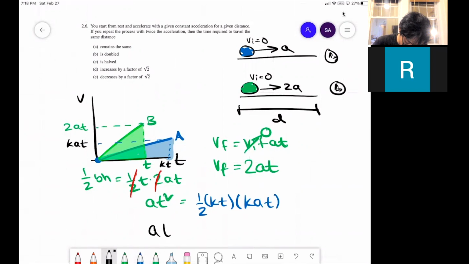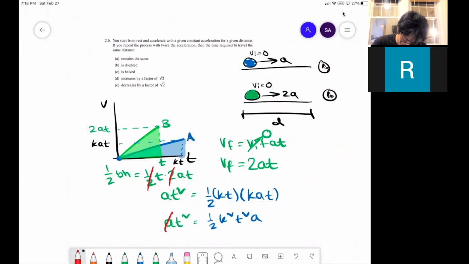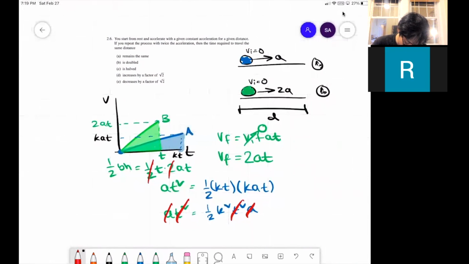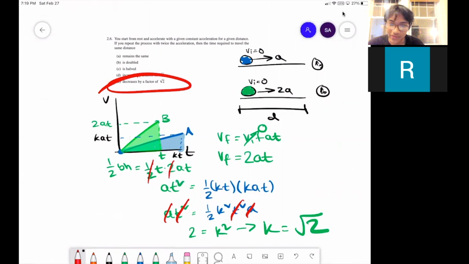So what do I have remaining? I have at squared is equal to, let me do that in color-coded language so that it helps, half k squared t squared a. And so my accelerations cancel out. My t squares cancel out. What am I left with? Well, I have 2 equals k squared. And so k is equal to square root of 2. And so our final answer is, huzzah, the time decreases by a factor of root 2.